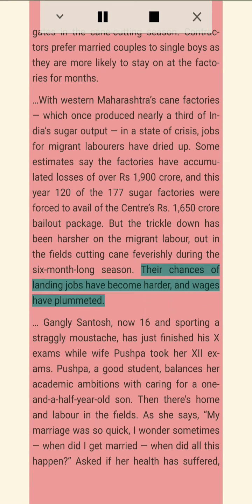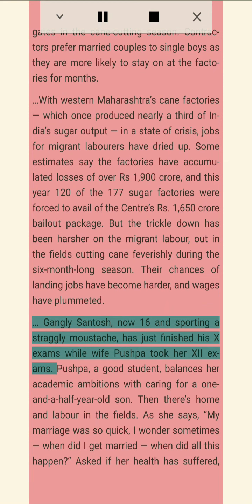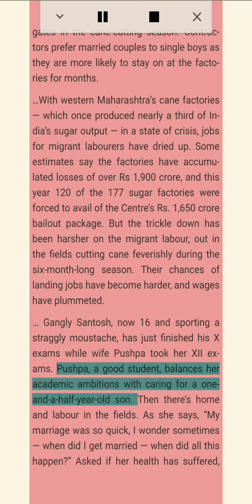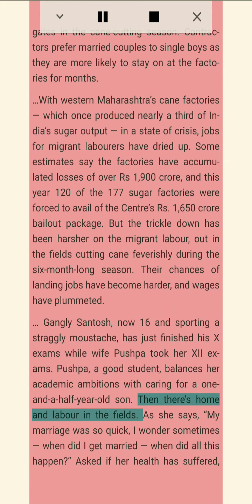But the trickle-down has been harsher on the migrant labor out in the fields cutting cane feverishly during the 6-month-long season. Their chances of landing jobs have become harder, and wages have plummeted. Gangly Santosh, now 16 and sporting a straggly mustache, has just finished his exams while wife Pushpa took her 12th exams. Pushpa, a good student, balances her academic ambitions with caring for a 1.5-year-old son. Then there's home and labor in the fields.